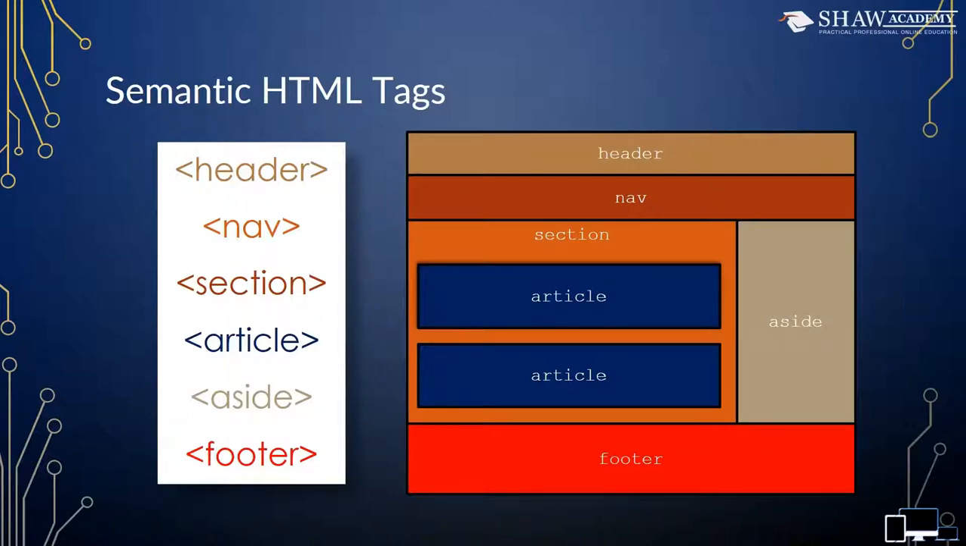And then an article is self-contained content, yeah? You can almost think about whether this section of your page could be sent as it is around the web. If that can happen, then you can use an article tag, so a self-contained piece on your web page.